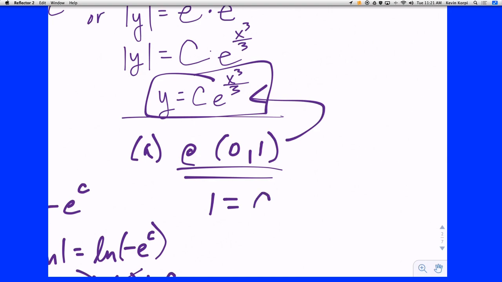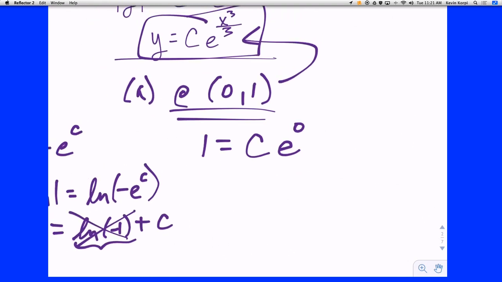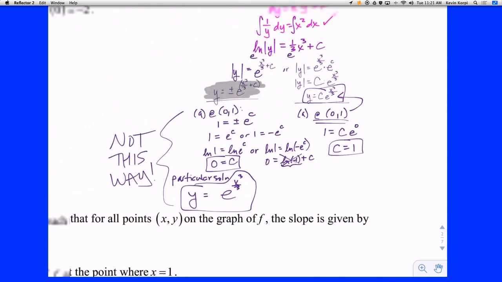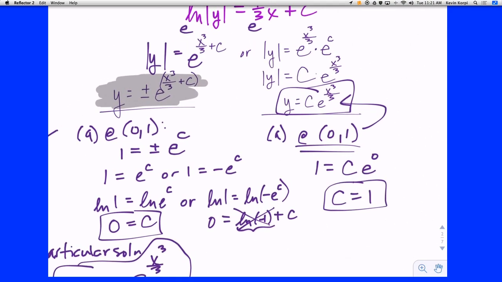We get 1 equals c times e to the 0. And of course, e to the 0 is what? 1, right? And what's 1 times c? C. And what's c plus 0? C. Okay, we get c equals 1. Is that the same c value we got over here on the other part? No, we got c equals 0. Which one is correct? They're both correct. Because they're both coming from a slightly different but equivalent general form.